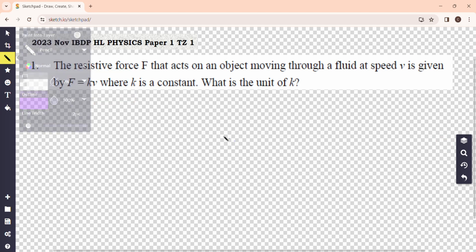This question is about units of k. So first of all, you look at the equation. Every unit comes from the equation. Maybe you can copy it down.